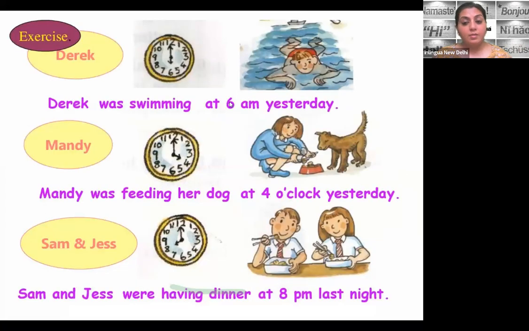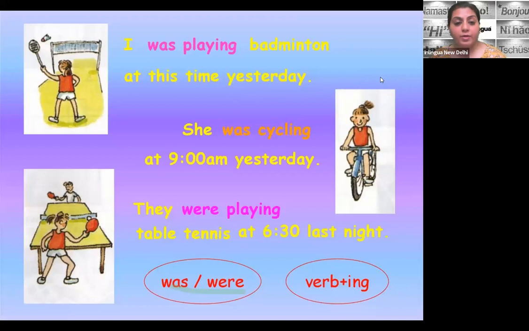Okay. Some other activities in the same format. Derek was swimming at 6 a.m. yesterday. Mandy was feeding her dog at 4 o'clock yesterday. Sam and Jess were having dinner at 8 p.m. last night. Now, were having dinner, was feeding her dog, was swimming are all past continuous actions, right? And we are giving a timeline for them. 6 a.m., 4 o'clock yesterday, 8 p.m. last night.